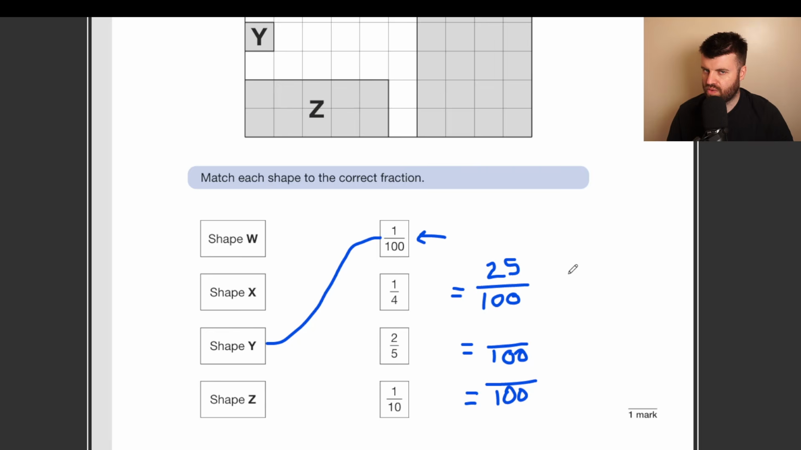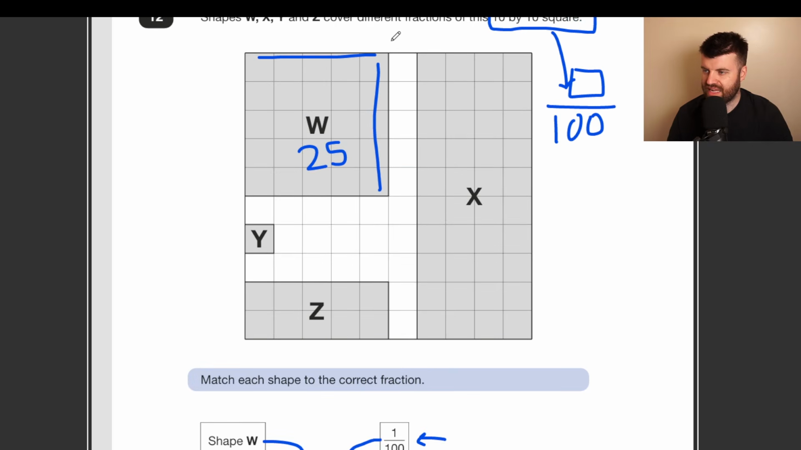That's interesting, because if I know W is 25 out of 100, I can simplify it, and I should know that 0.25 is a quarter straight away. We could simplify it by dividing 25 by 25, we get 1, and dividing 100 by 25, we get 4. So shape W is 1/4. And we can even, look, do this. If I cut this in half, and then half again, you can see that W is quite clearly 1/4.